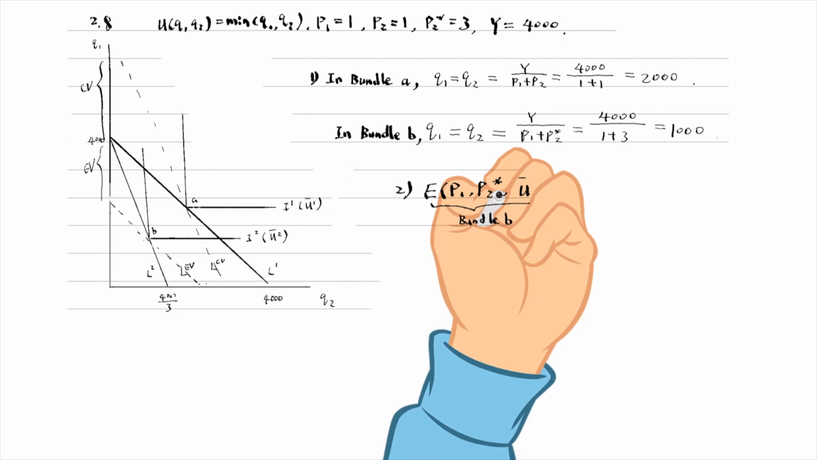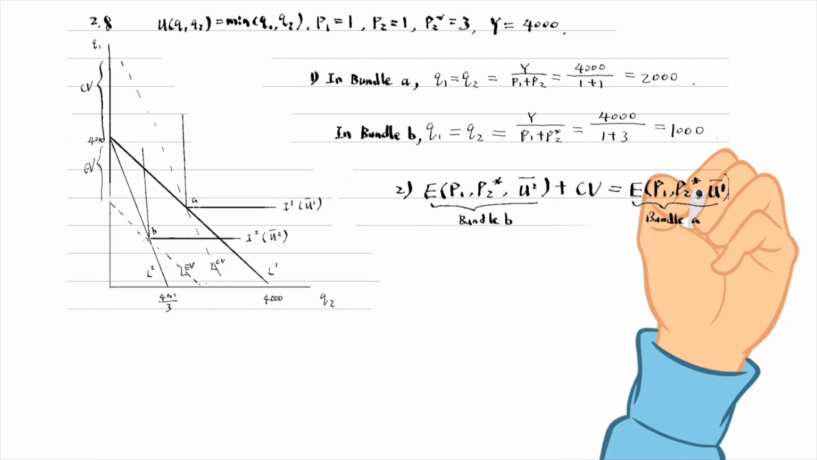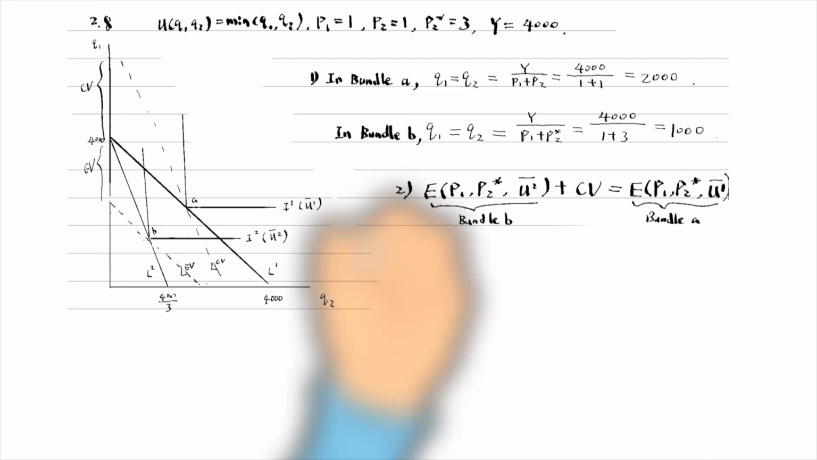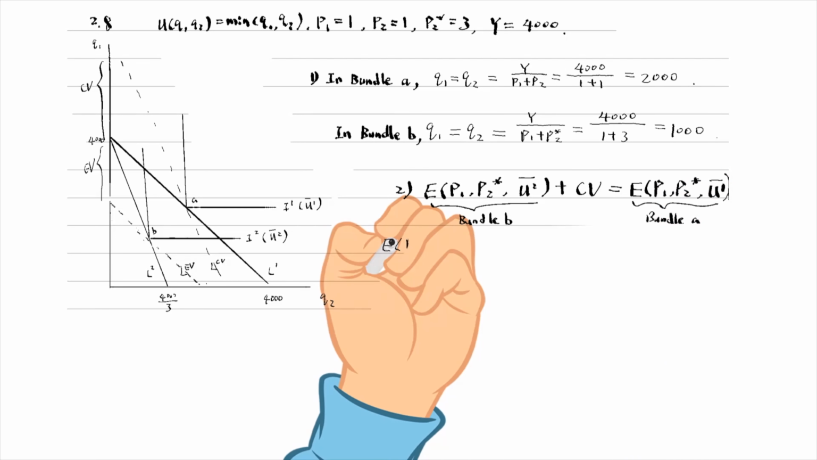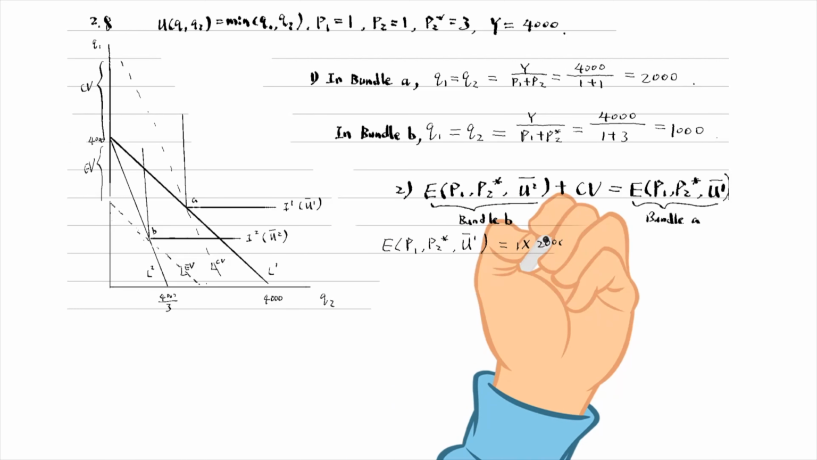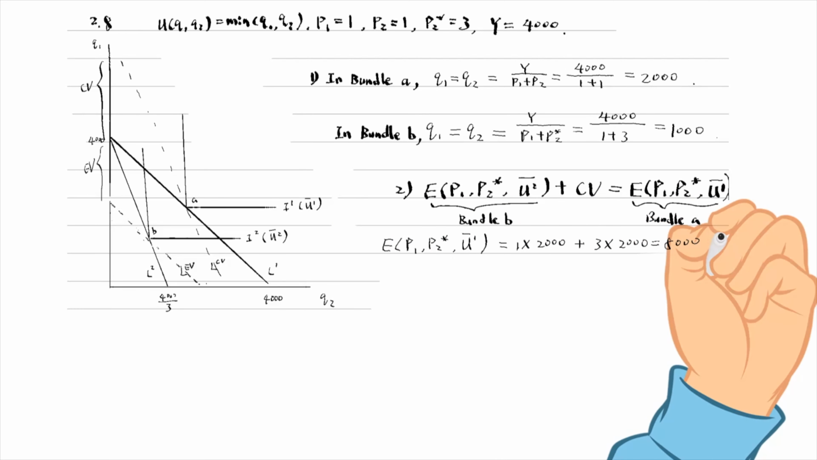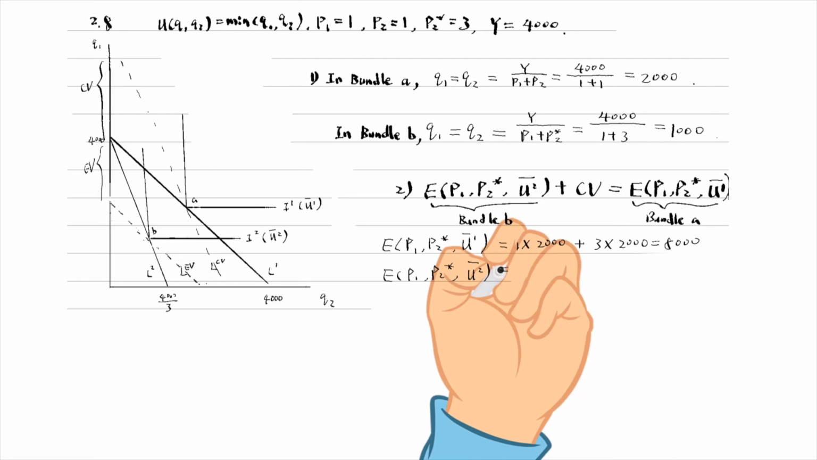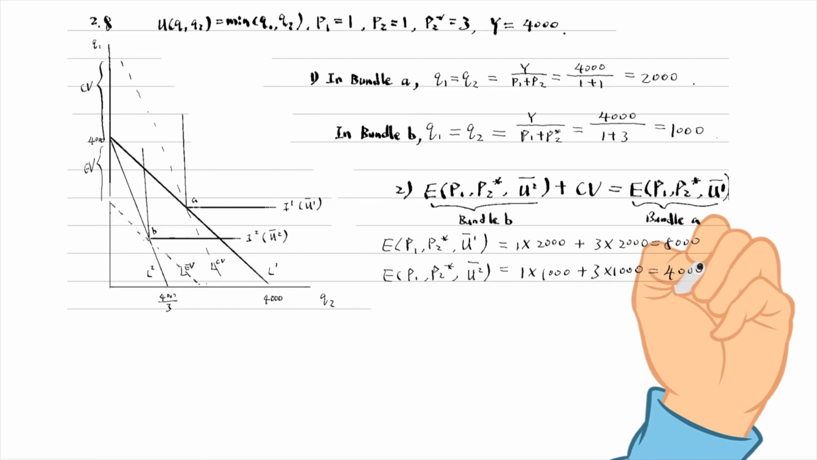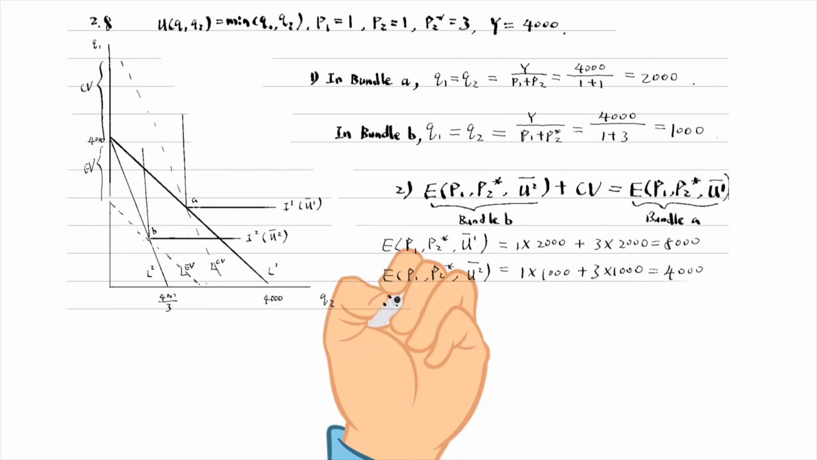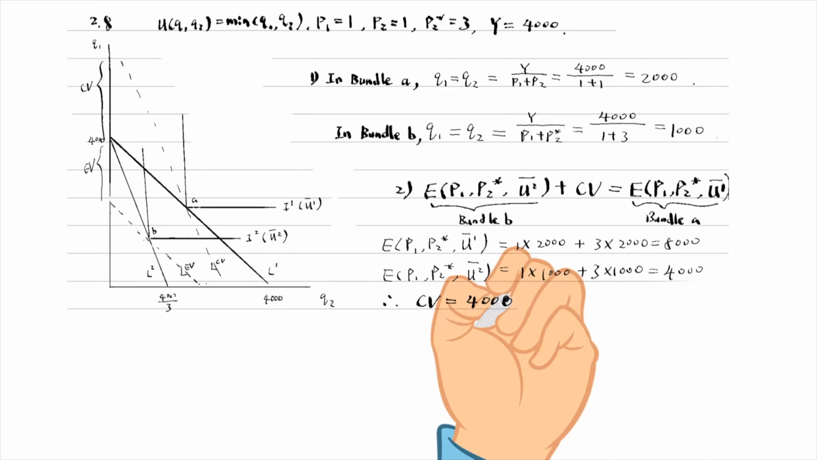So we have this equation. The expenditure for bundle B plus the compensating variation equals the expenditure for bundle A. Both expenditures are at the new prices. The expenditure for bundle A is $8,000. The expenditure for bundle B is $4,000. Therefore, the compensating variation is $4,000.